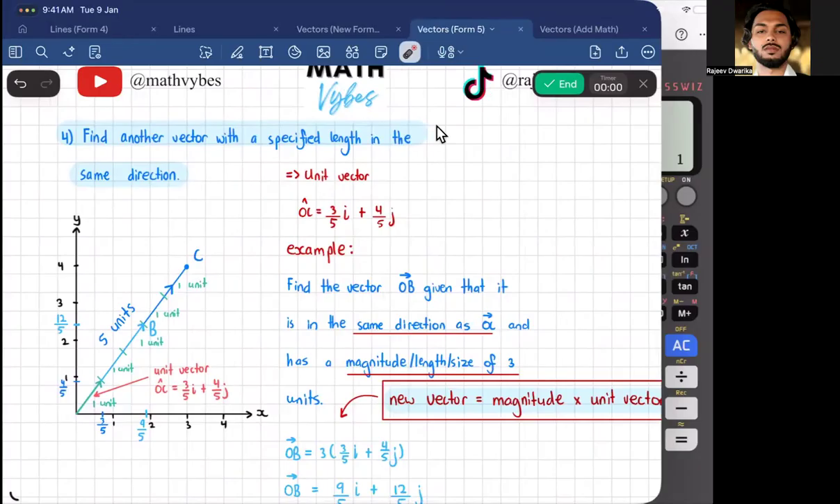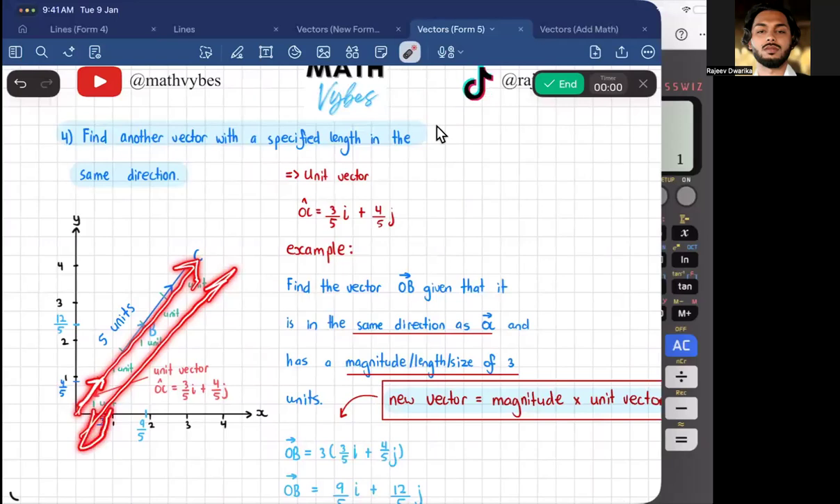Watch, if I have a vector here, a big vector, and it's 5 units long, and I want to get a vector that's 1 unit long, what do you think I should do with OC? If OC is 5 units long and I want a vector that's 1 unit long, what should I do with OC? Divided by 5. Yeah, that's exactly what we do, you divide it by 5. So that's the whole concept of a unit vector.